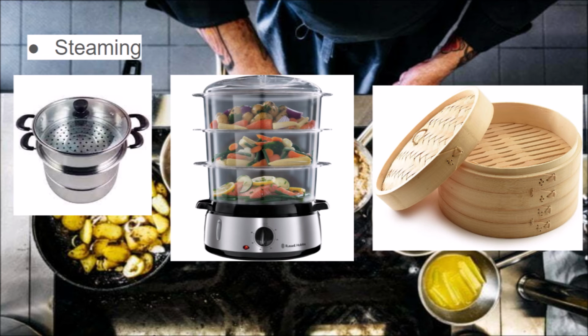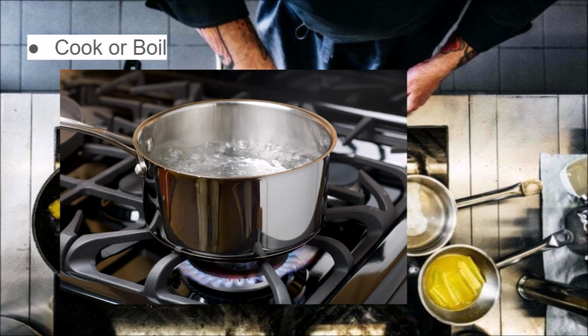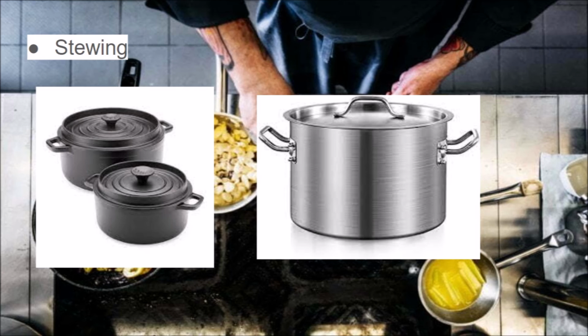Then we have steaming. For steaming, we have more options in equipment, such as a metal steam pot. Then we have a steaming robot, and the most traditional and ancient origin kind of steaming product would be the bamboo steamer. For boiling, you can always use the traditional steel pan. For stewing, we could use a cast iron pot, or we can go with a deeper steel pot.